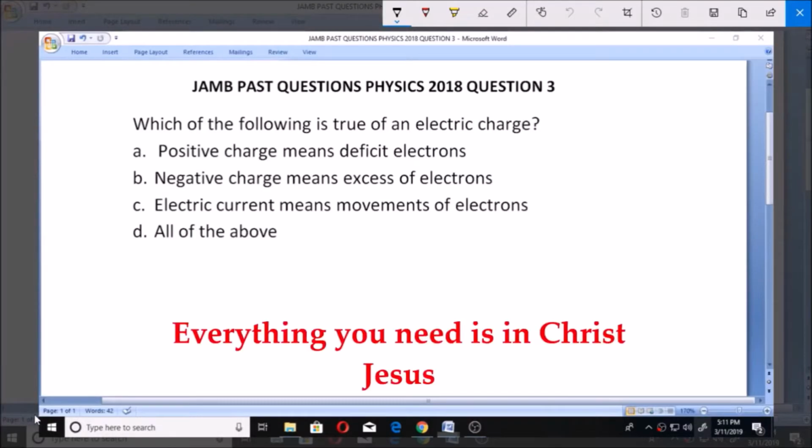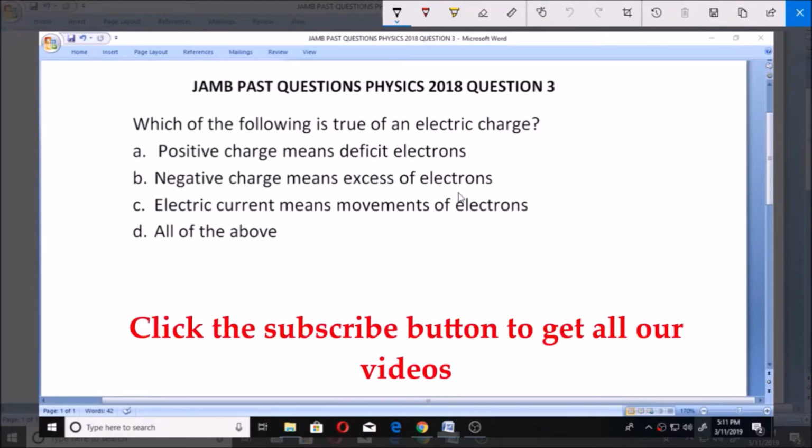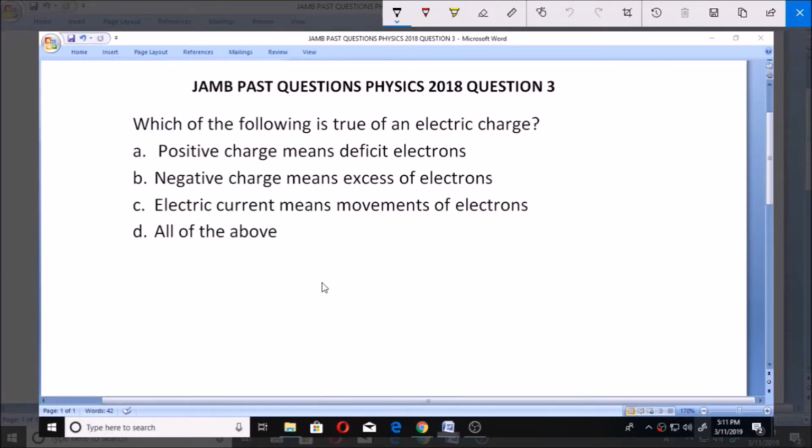Yes, let's look at this Jamb past question for physics 2018. Question number 3. Which of the following is true of an electric charge? A. Positive charge means deficit electrons. B. Negative charge means excess electrons. C. Electric current means movement of electrons. D. All of the above.